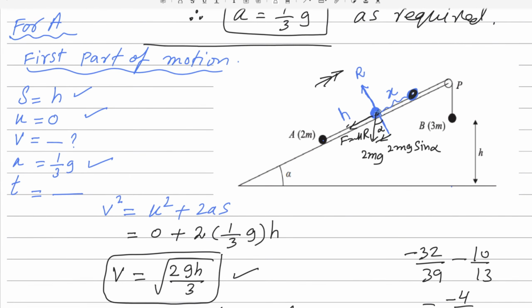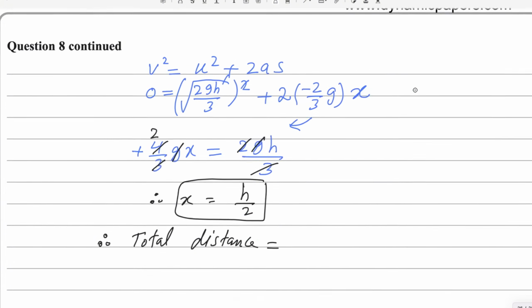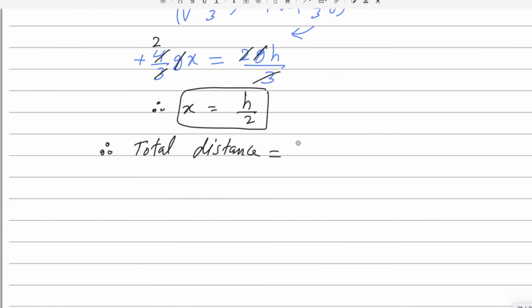And the subsequent motion is this one, when it is moving due to inertia. So we can add both distances, h and h by 2, which gives 3h over 2. So this is the answer for the last part of the question.